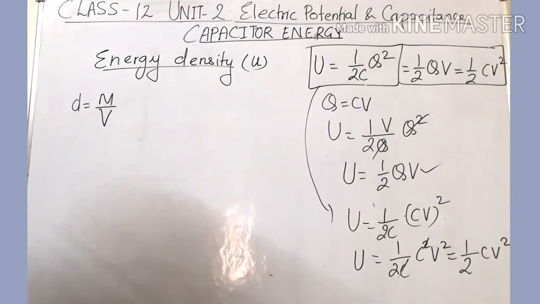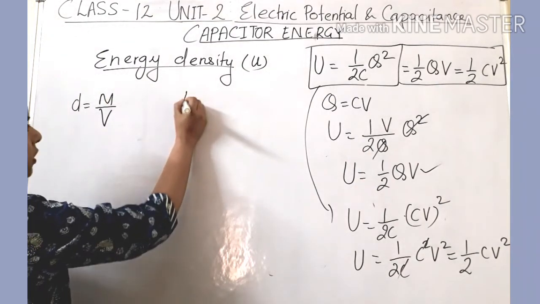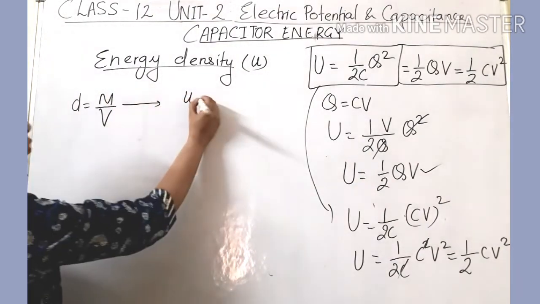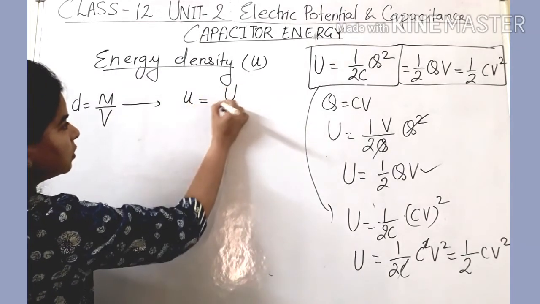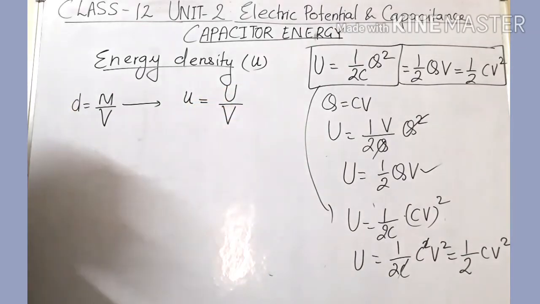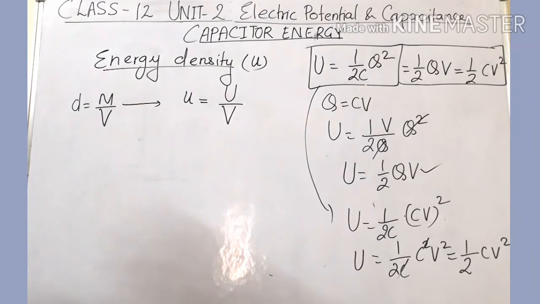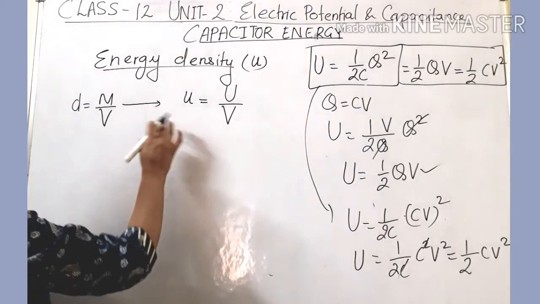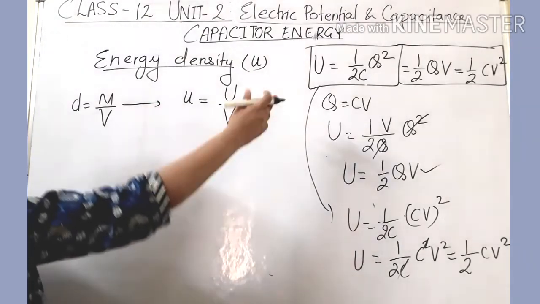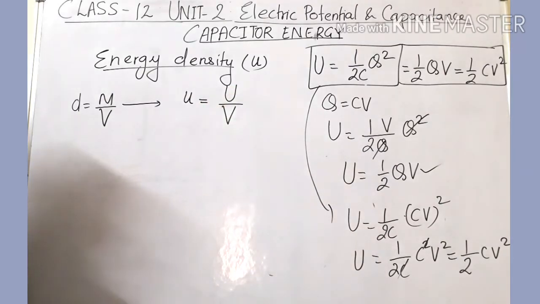Gradient, I told, is anything divided by distance, and rate means anything divided by time. So if you want to find the formula for energy density related to this one, what should it be? It should be energy per unit volume. That is the formula for energy density. Now we can calculate the energy density using the result for U.